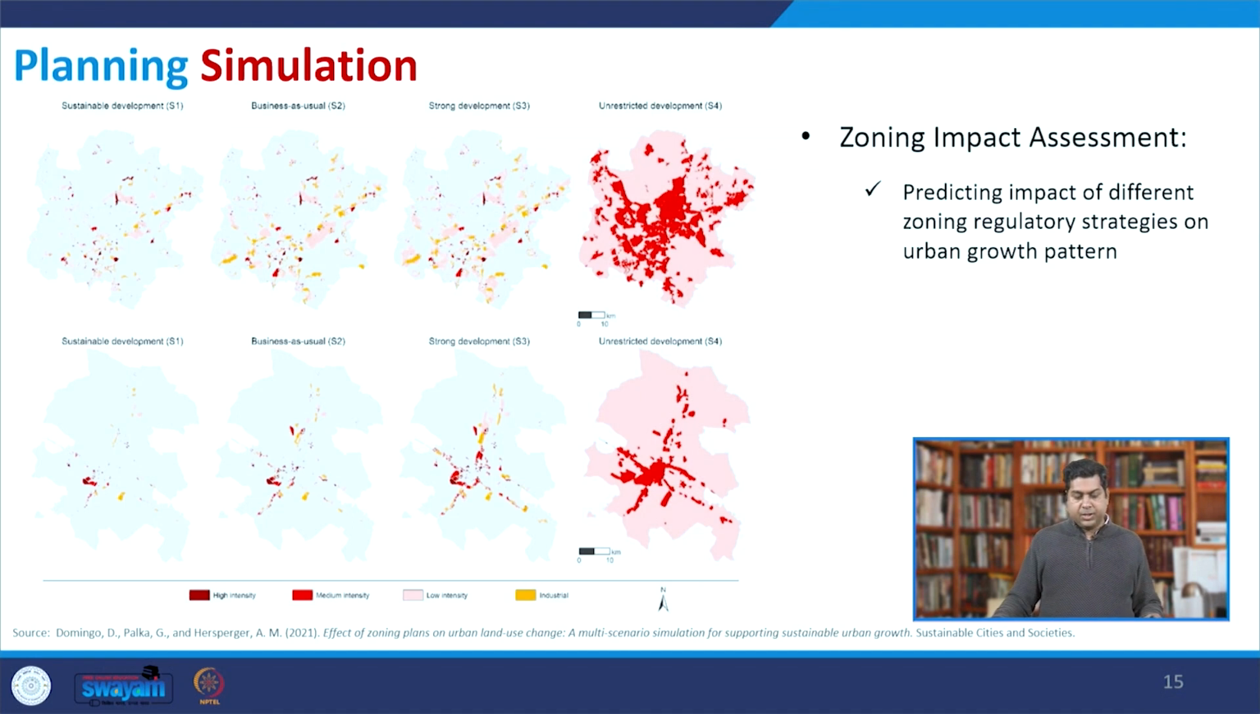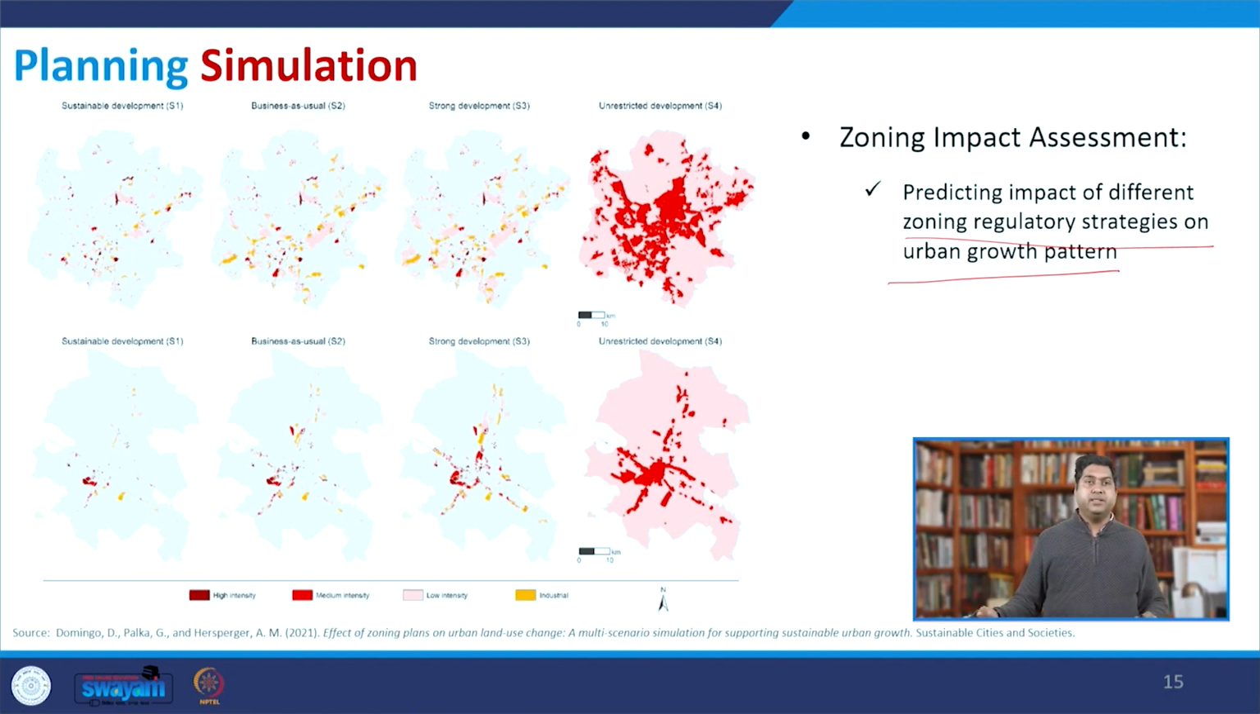Now another application in planning simulation is the zoning impact assessment, predicting the impact of different zoning regulatory strategies on urban growth pattern. In this particular case, whenever you think about giving more residential area, or maybe you go for a medium density development or mixed land use development, what could be the scenario? So this is very useful to see the future scenario.